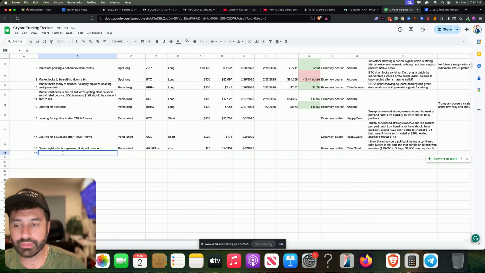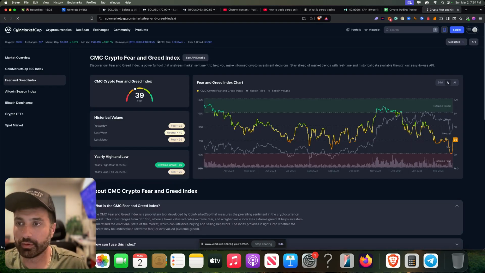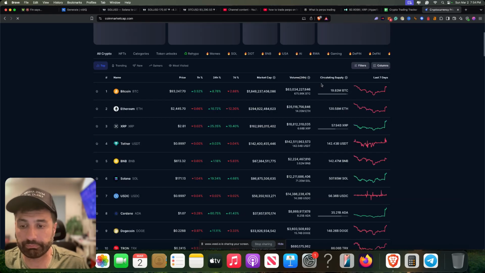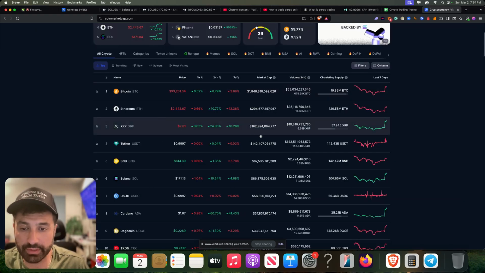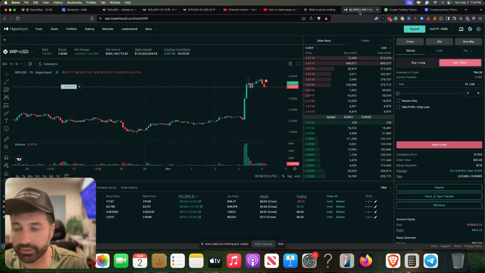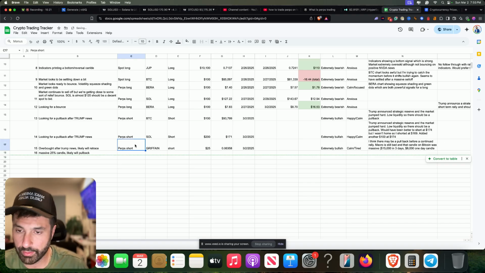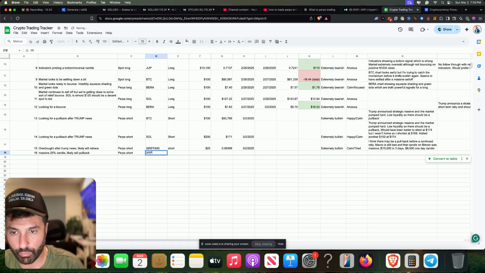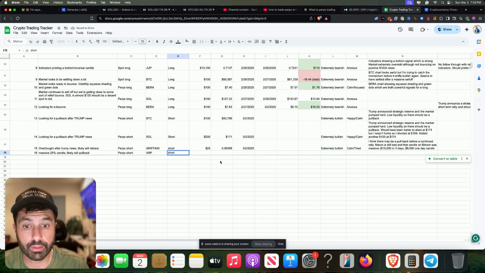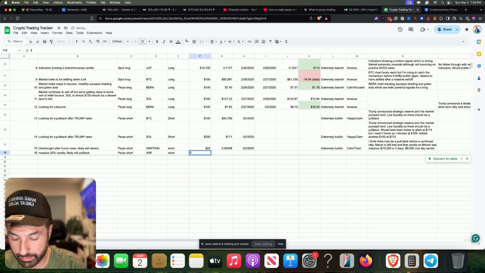It was a 60% move on XRP. Can you short ADA? Well, let's get through our XRP short. Massive 25% candle. Likely will pull back. Okay, I think you get the point of what I'm trying to do here. Short entry, what was that, 2.8.